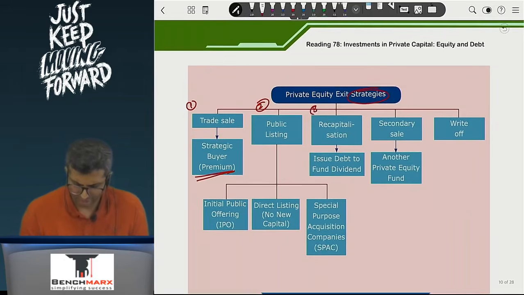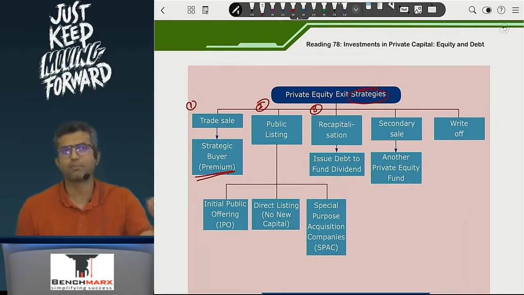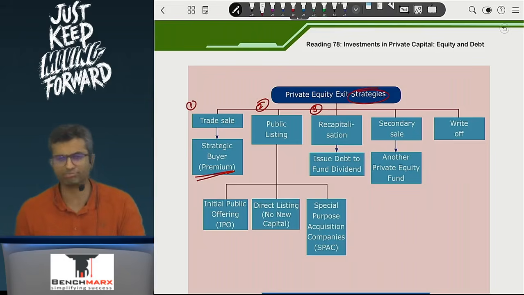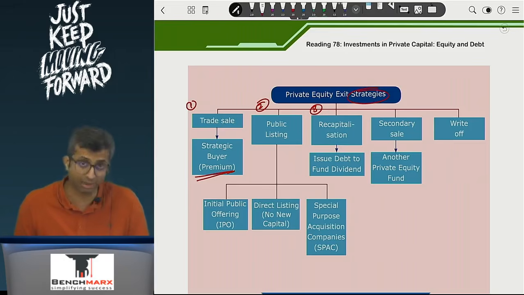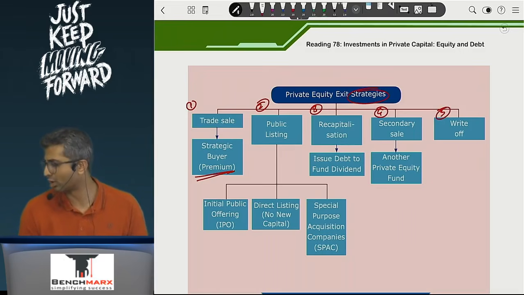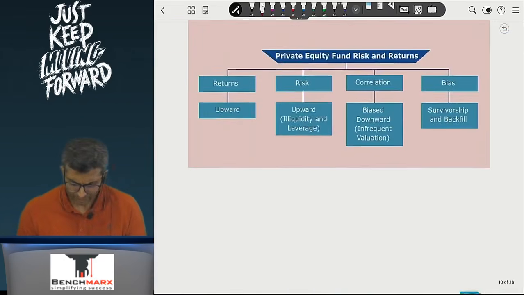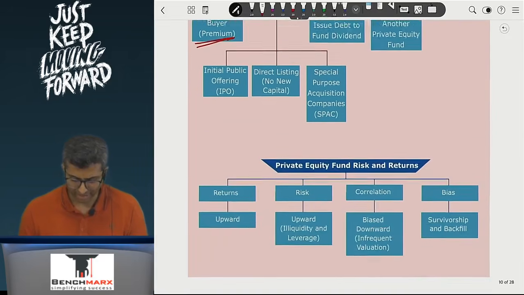Third, to be honest, this is not really an exit route, but it is given: recapitalization. You're raising debt, raising money to distribute money, maybe as a dividend, but you're at least encashing some of your money through dividend. Fourth is secondary sale, where you get hold of another PE fund to sell your company to. And last, if nothing is working out, you might possibly liquidate the company, a write-off or liquidation. So these are the private equity exit strategies.